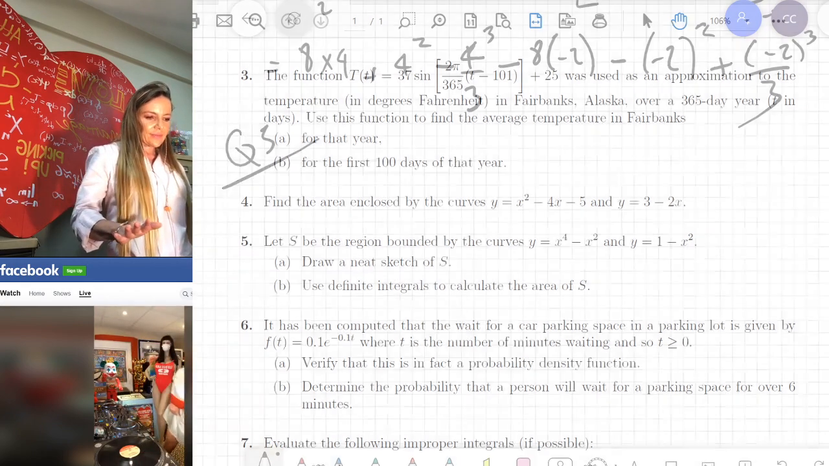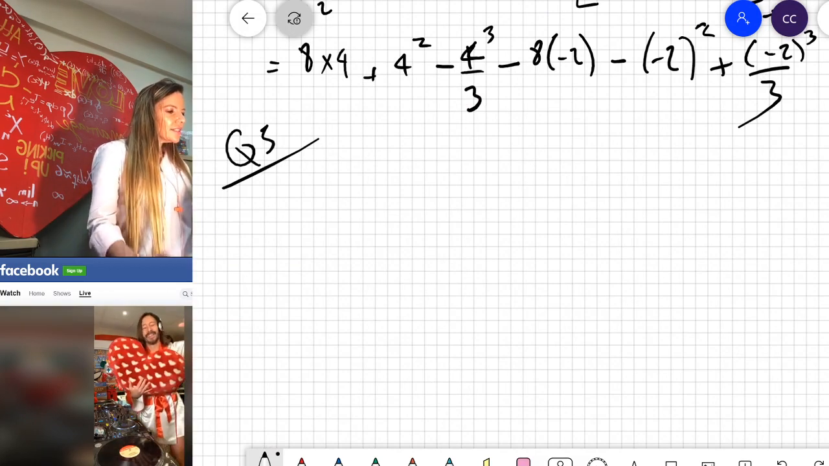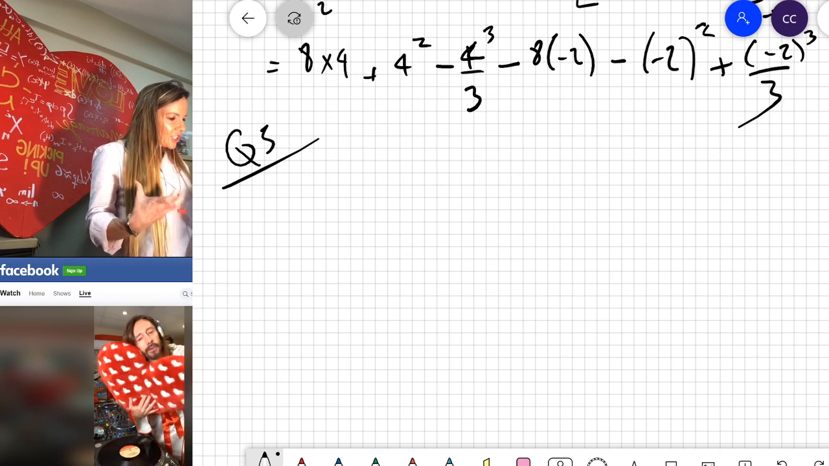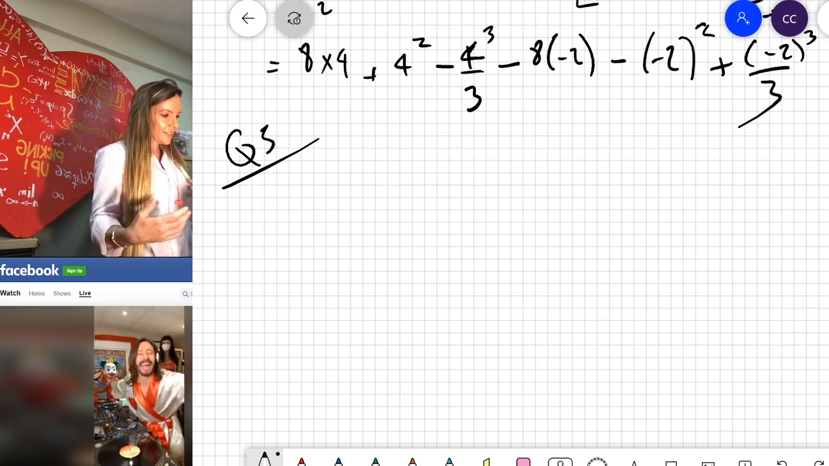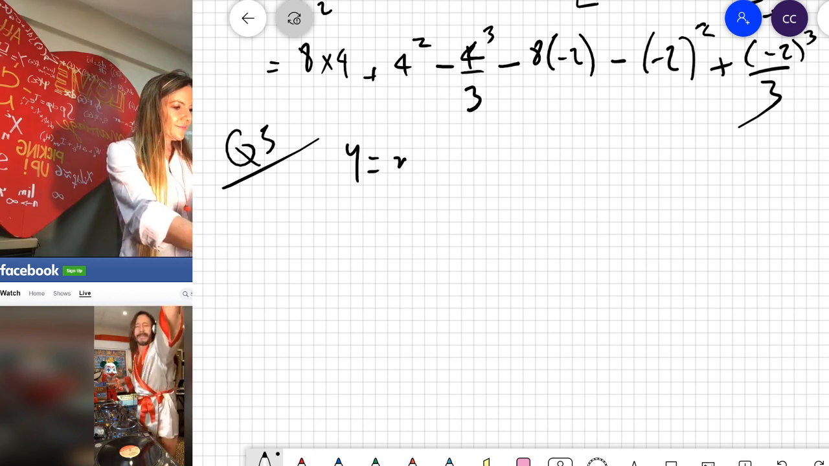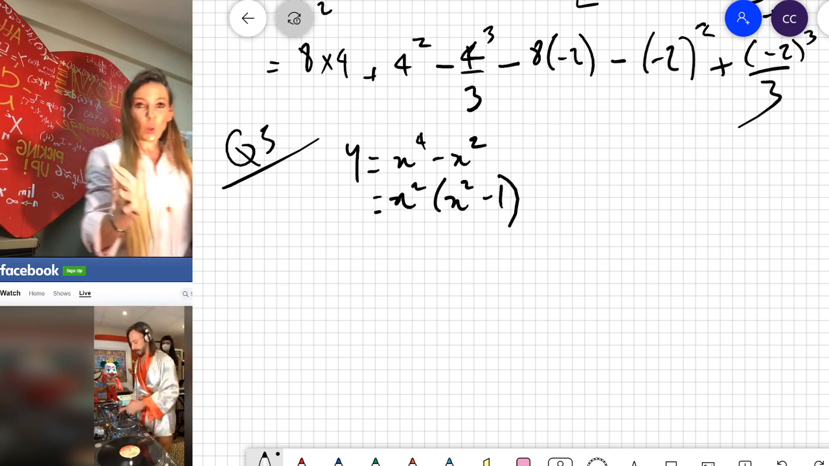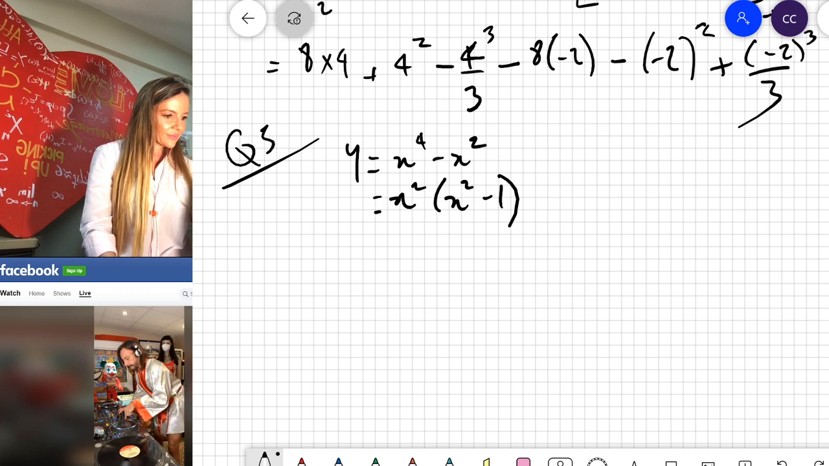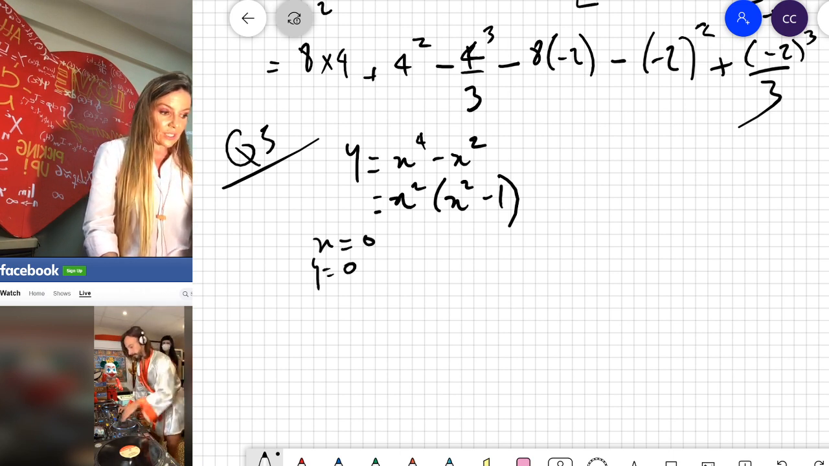Okay, so we don't need that much detail. We just need to know what it looks like so we know how to integrate. So that's a quartic, and it crosses at zero. And actually when X is zero, Y is zero.